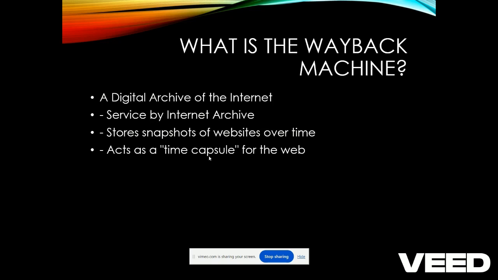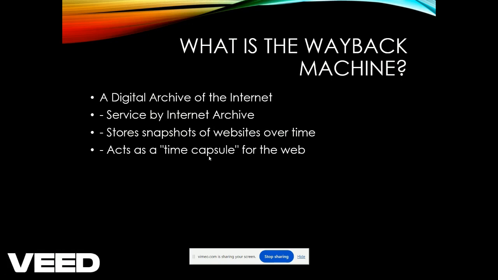Before starting, let's know what exactly the Wayback Machine is. It is basically a digital archive of the internet, which takes snapshots of websites over time. So let's say you are browsing google.com. How will that google.com look in 2004? It stores all those kinds of snapshots on its server. So it basically acts as a time capsule for the web.